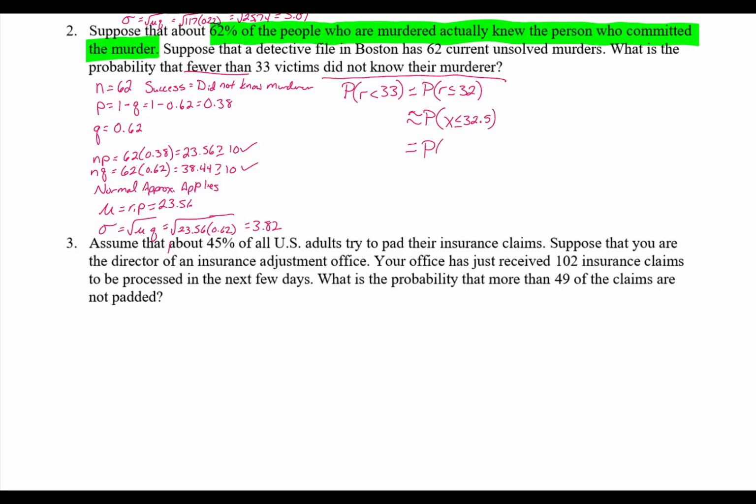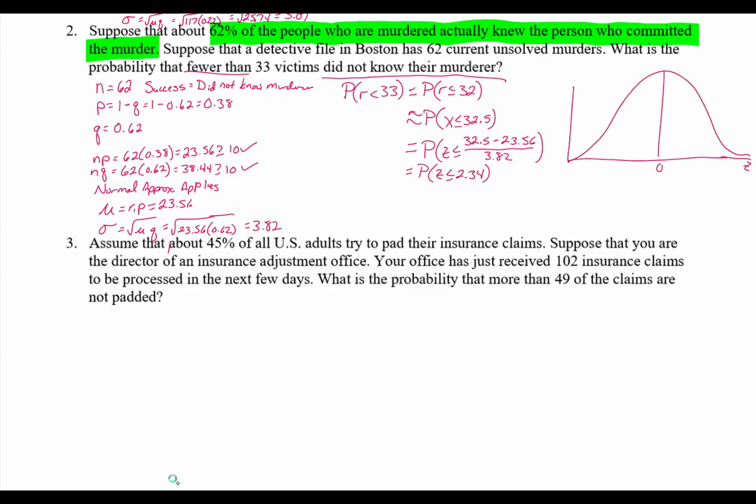And then do our conversion to z. So this is the probability z is less than or equal to our data value, 32.5, minus our mean of 23.56, divided by our standard deviation of 3.82. If we do that calculation, we get the probability z is less than or equal to 2.34. Now we sketch that out, make sure it matches the picture on our table. So there's our z, there's our 0, and our z-score is 2.34.